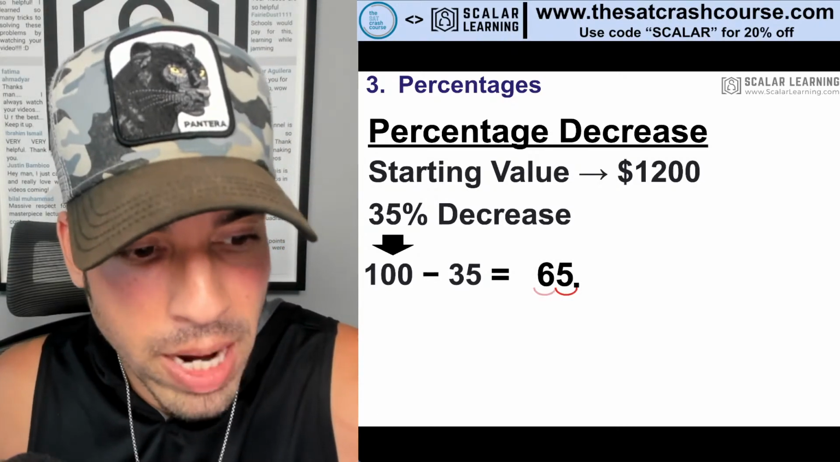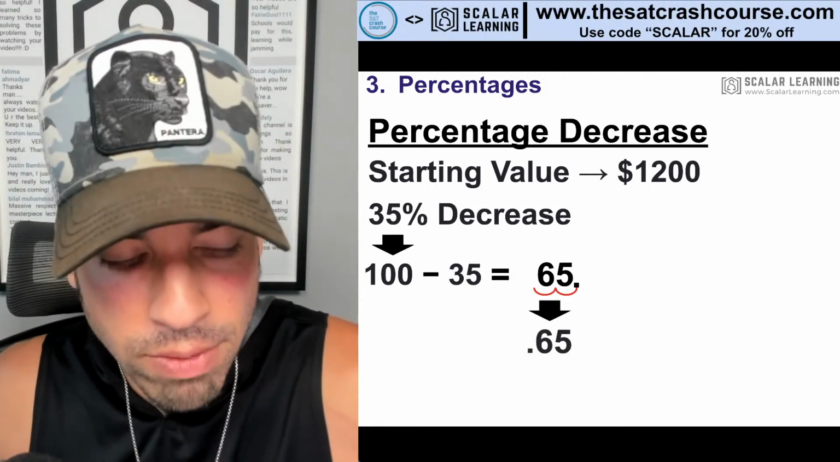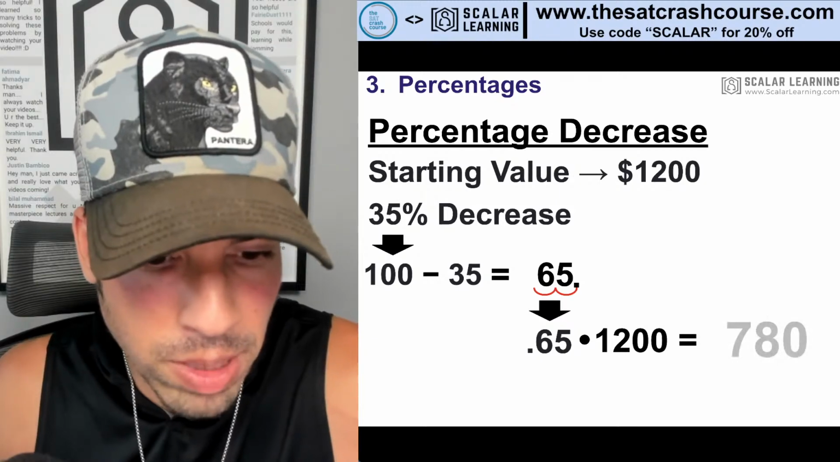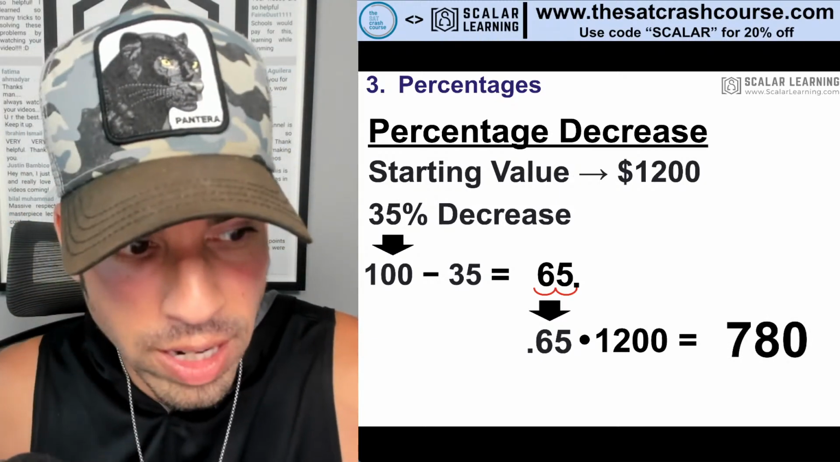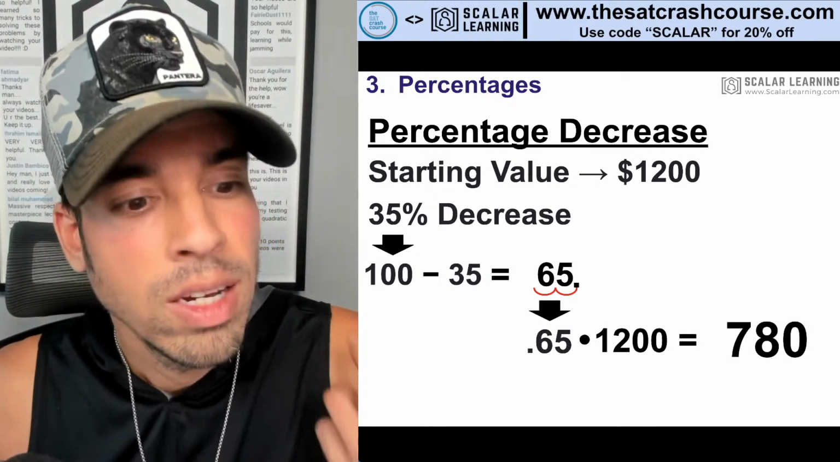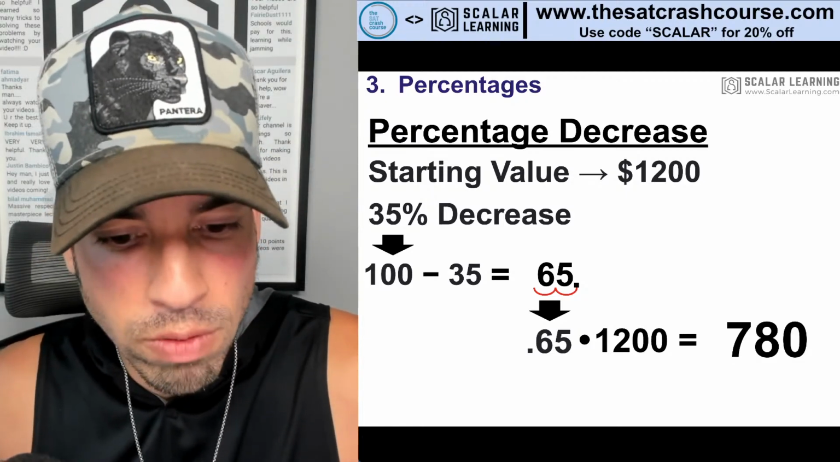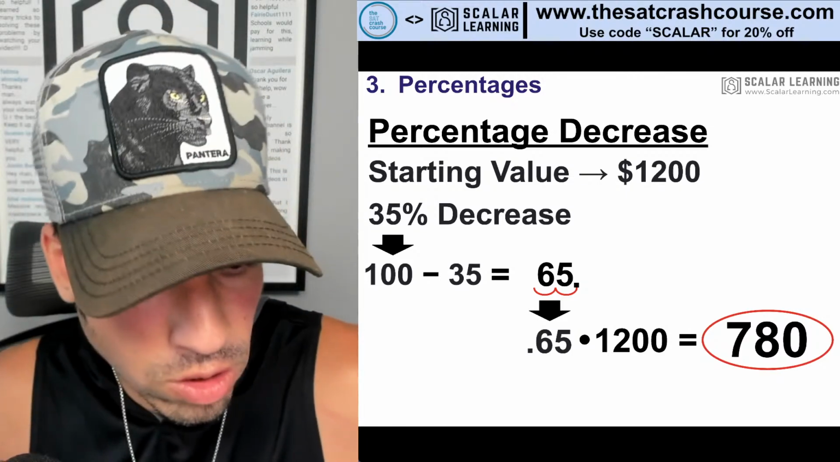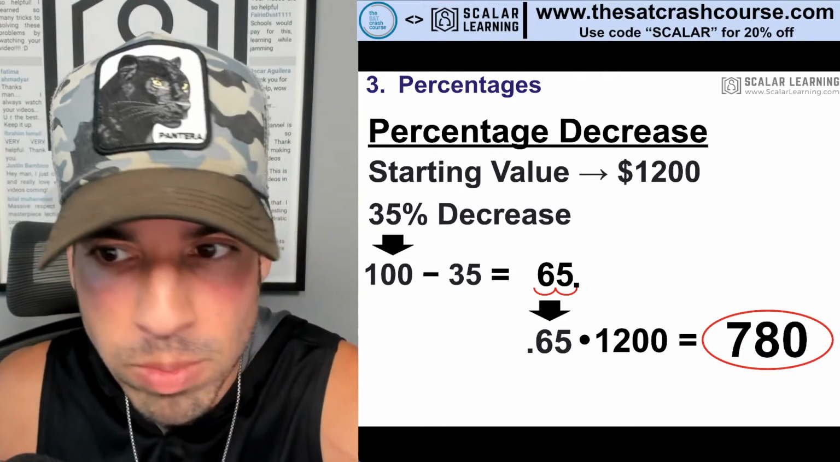Now, again, convert it back to its decimal equivalent. 65% or 0.65 of 1,200 is going to be our value here, which is 780. Again, the other way we could have done this is calculated 35% of 1,200, which would be 420, and subtract it. But that's two ways to get to this answer. Hope that makes sense. All right, boom, done.